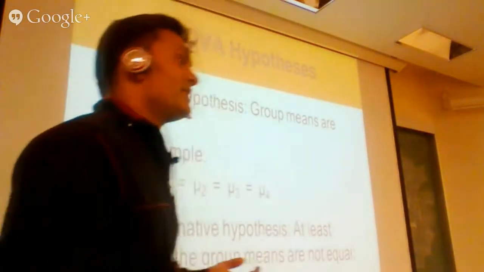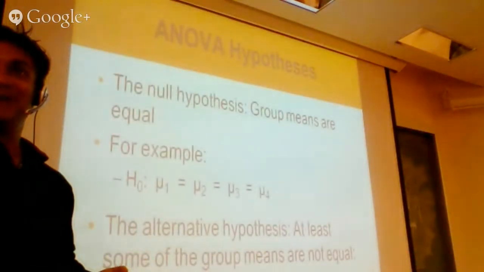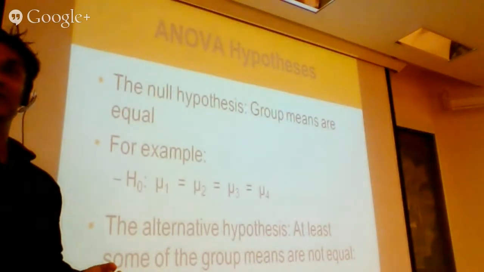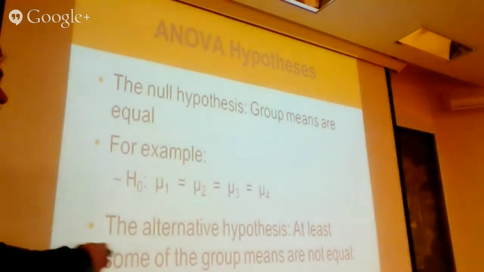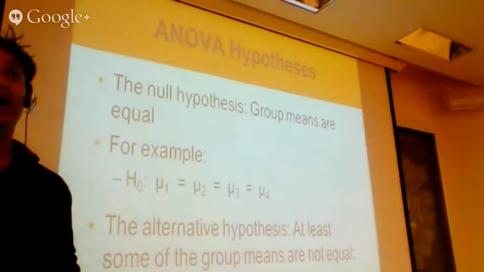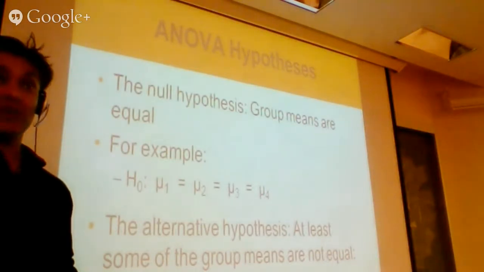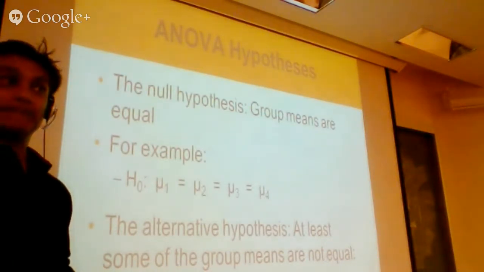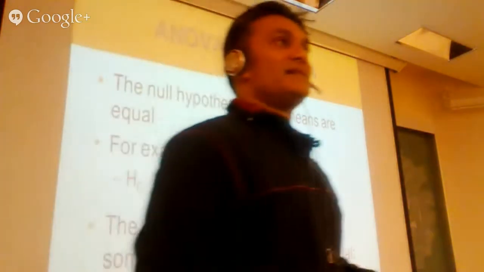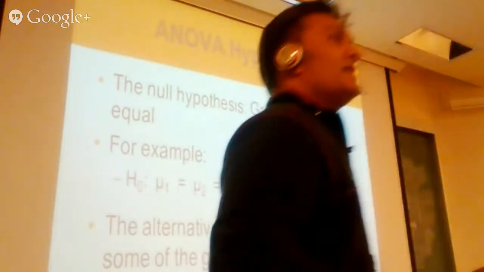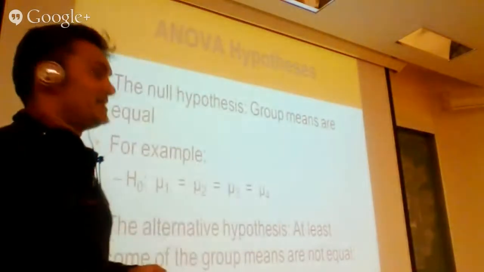The alternative, well, this is the tricky part. The alternative isn't that they are different. The alternative is it's not the null. Why do I phrase it that way? That's a weird way to phrase it. You want to guess? Yeah? Well, 3 of them could be the same. Exactly right. That's exactly right.